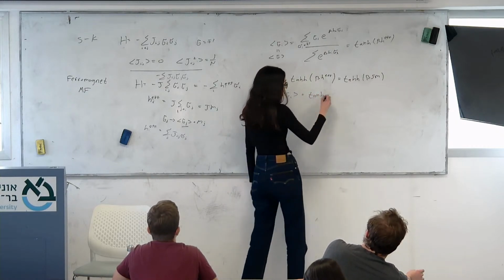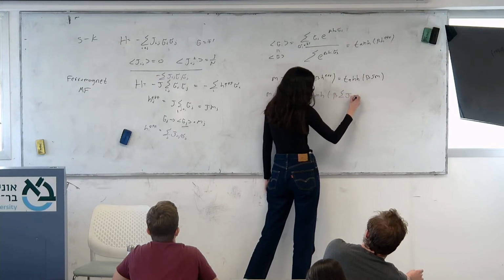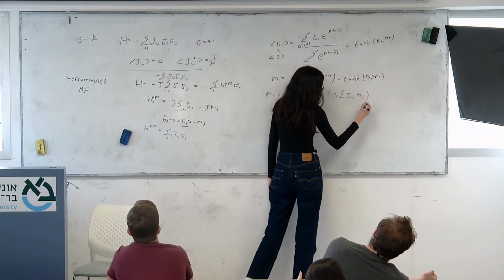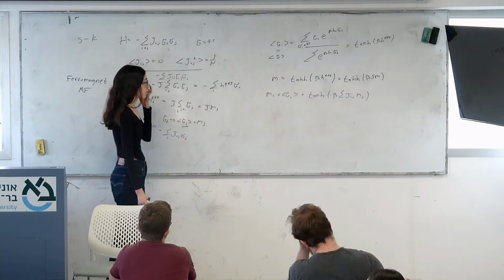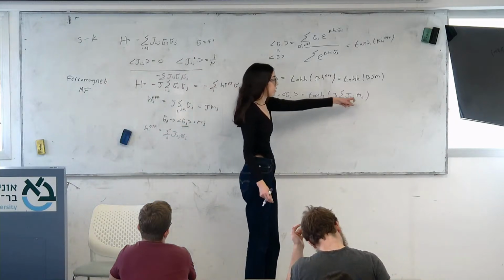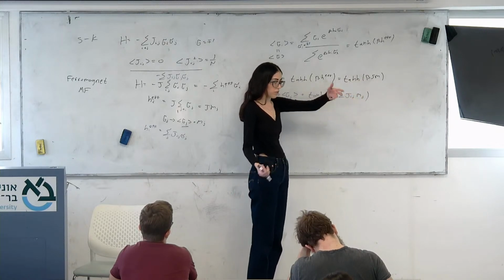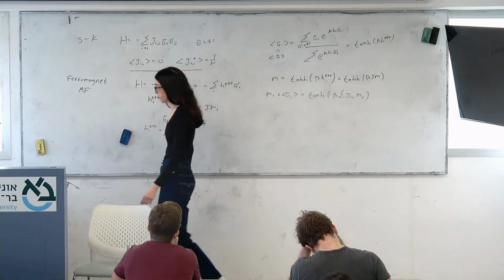to the hyperbolic tangent of beta Jij Mj. Okay, so the only difference is that now Mj maintained the index because we don't have the symmetry in the system, and Jij is also a variable inside the sum.